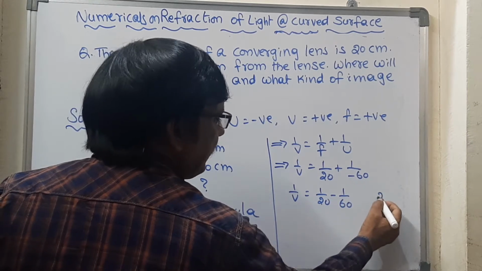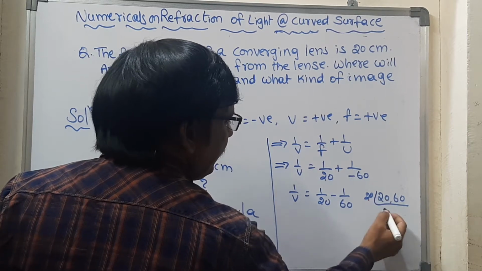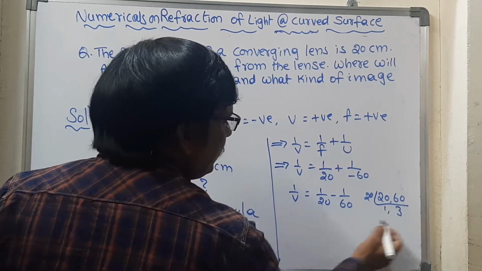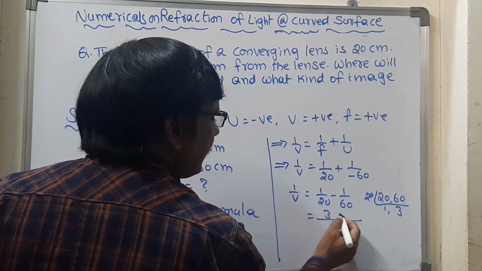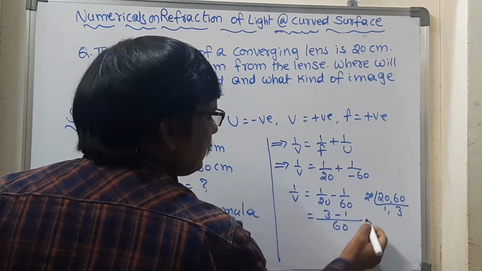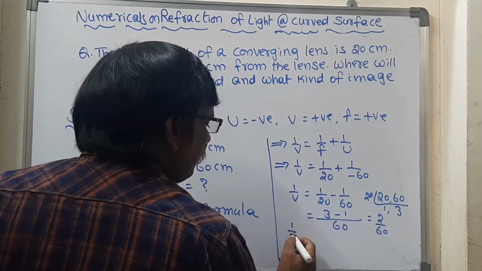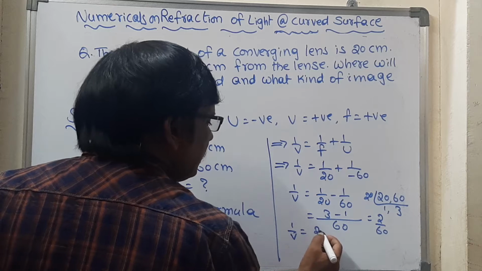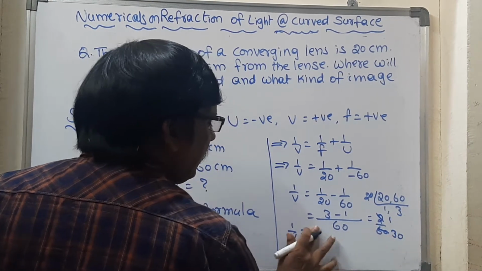Now let us take the LCM for 20 and 60. 20 times 3 is 60. 20 goes 3 times, with the minus sign, and 60 goes 1 time, and so we get 2 by 60. You should be very careful here. 1 by v is equal to 2 by 60. Now let us cancel: 1 by 30.